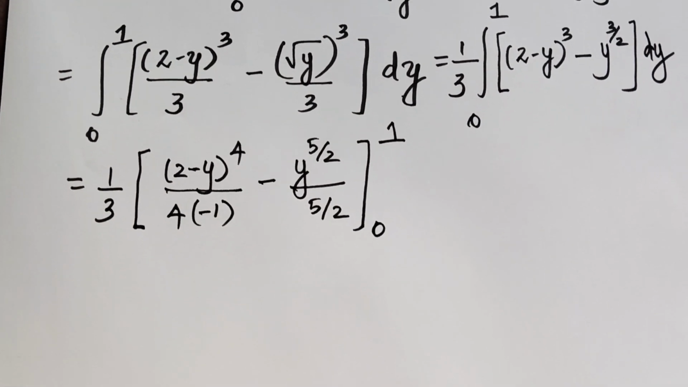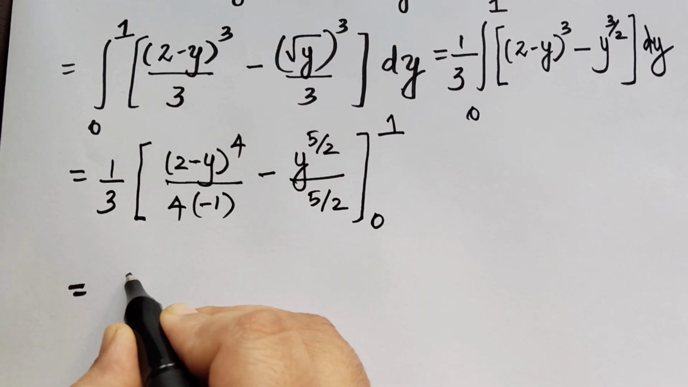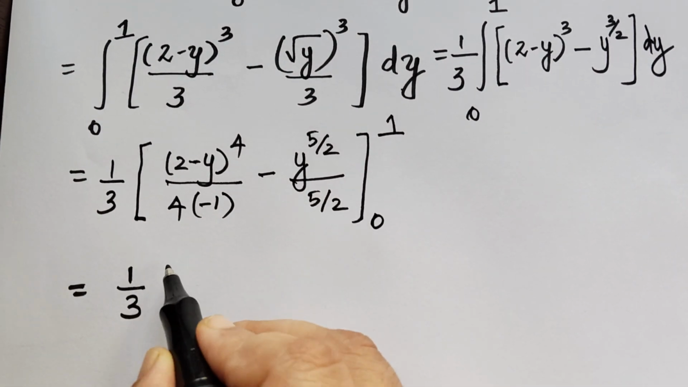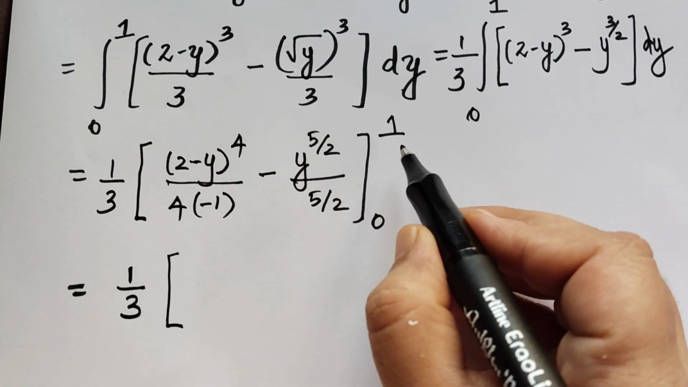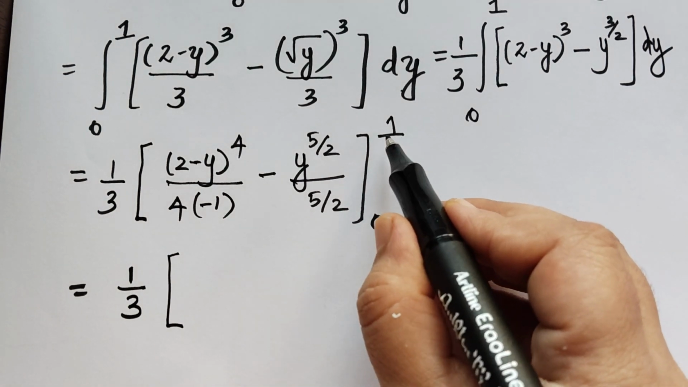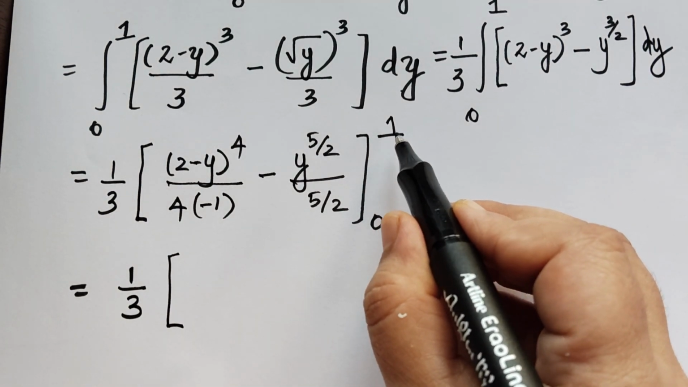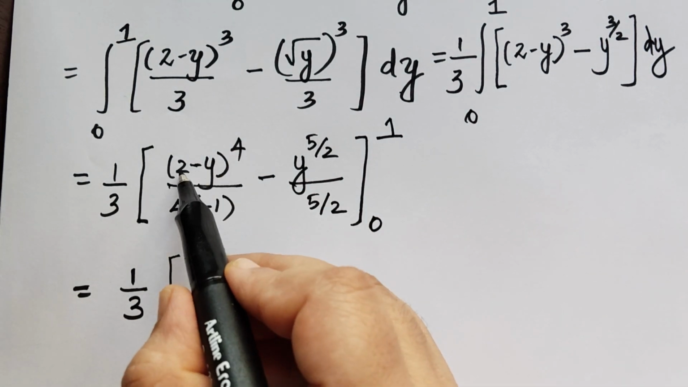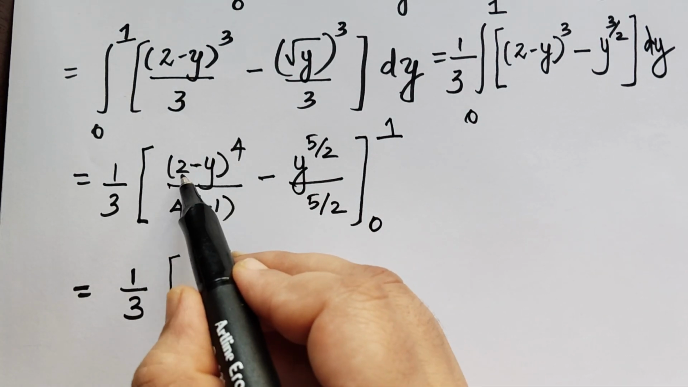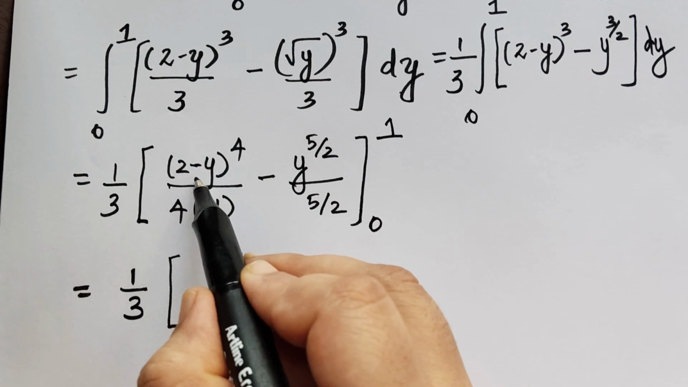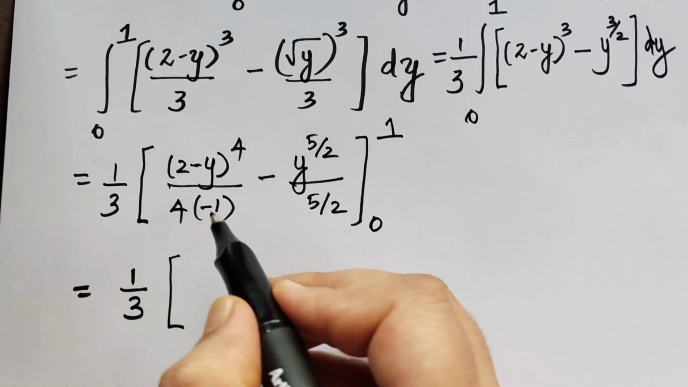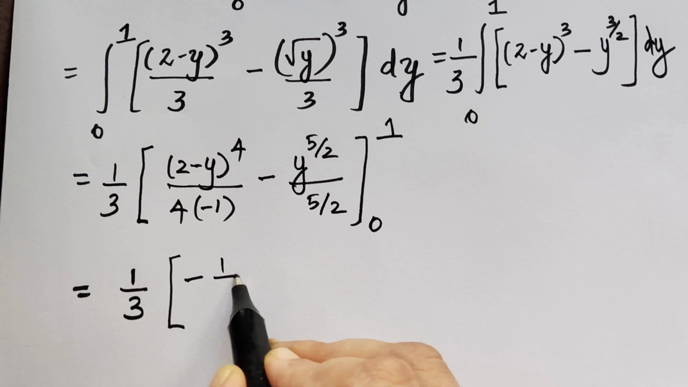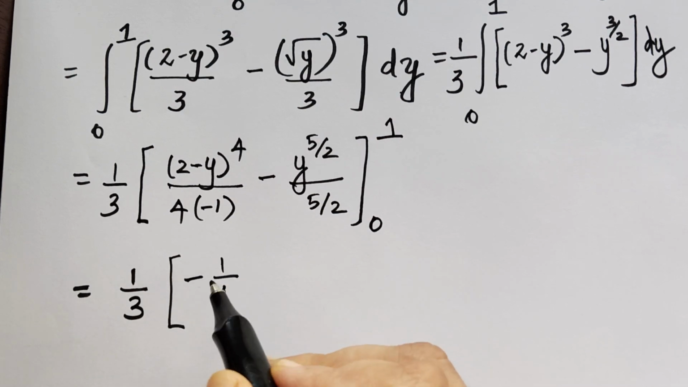So in the next step, we shall apply the limits. So this will be equal to 1 by 3 as it is, multiplied with, first we shall apply the upper limit. What is the upper limit? It is 1. So when you put 1 in place of y, here you will have (2 minus 1) power 4. 2 minus 1 is 1 itself, so 1 power 4 is 1 only. This negative sign comes in the front, so it will be minus 1 by 4.